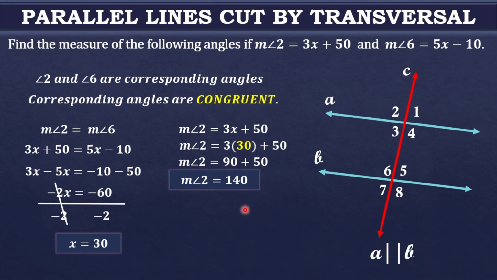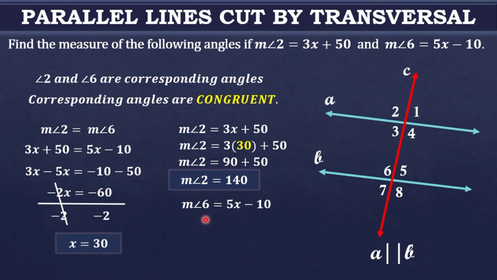Now, do we still need to solve for the measure of angle 6? Pwede namang hindi na. Okay? Pero if you want to make sure that you have solved or computed correctly, if you want to check if your solutions are correct, then pwede mo siyang i-check din dito. Okay? Pero sabi ko nga, kahit hindi mo i-check, alam natin that the measure of angle 2 is equal to the measure of angle 6. So kung ito ay 140, therefore, your angle 6 is also 140. Okay? Pero i-check pa rin natin.